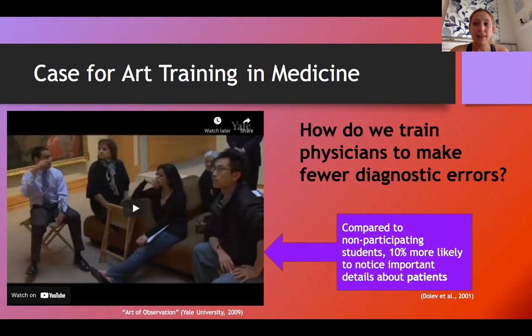But anyways, they evaluated the effectiveness of this program and found that students were 10% more likely than their peers who had not participated to notice important details about patients. As they mentioned, more schools have incorporated programs like this into their curriculum, and research evaluating these types of programs is really what I was interested in looking at for my project.